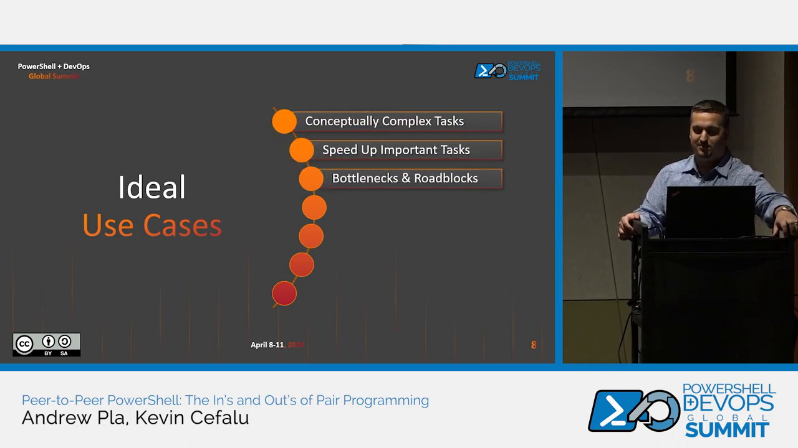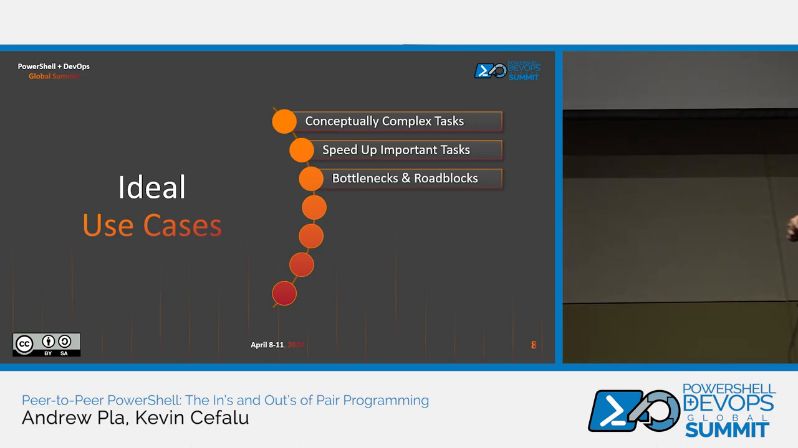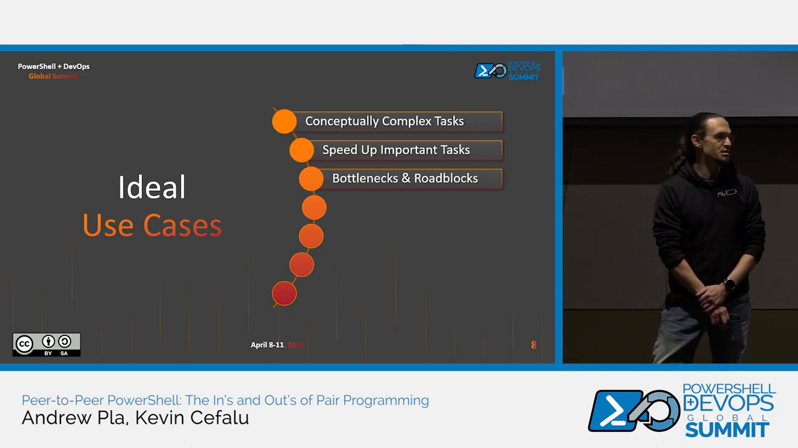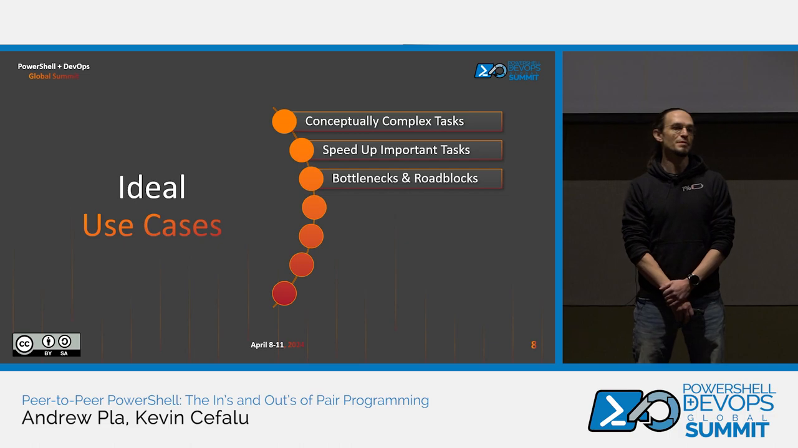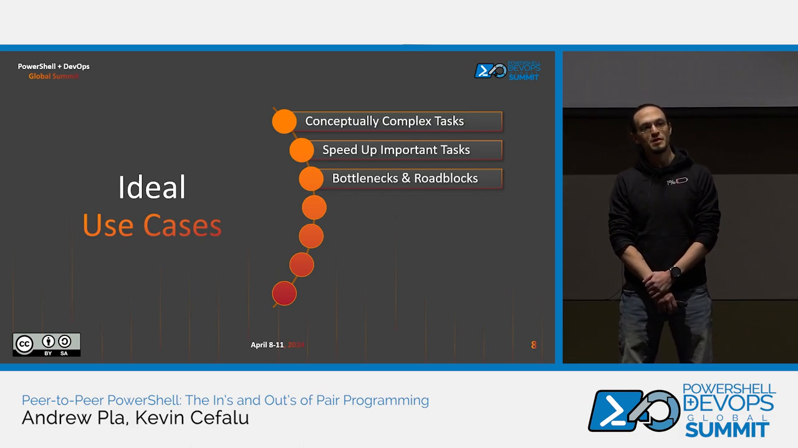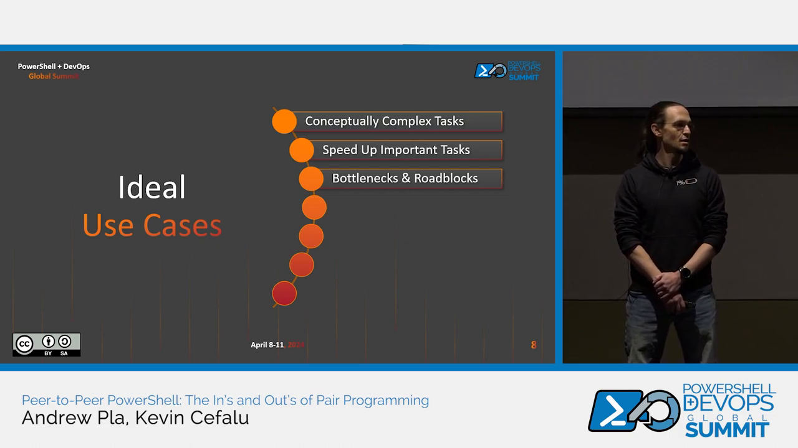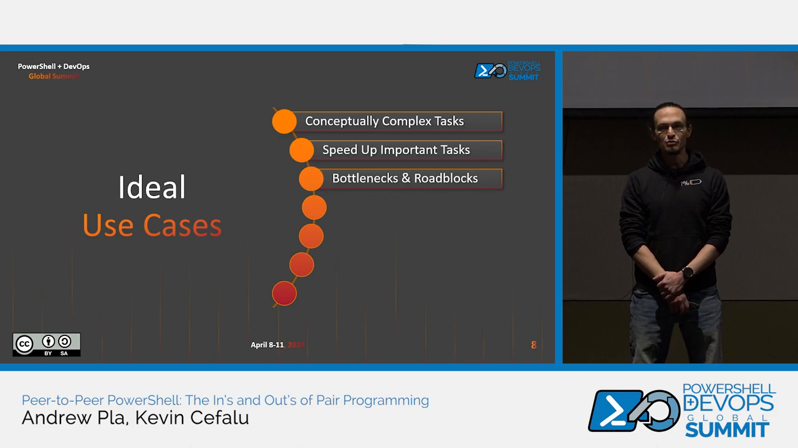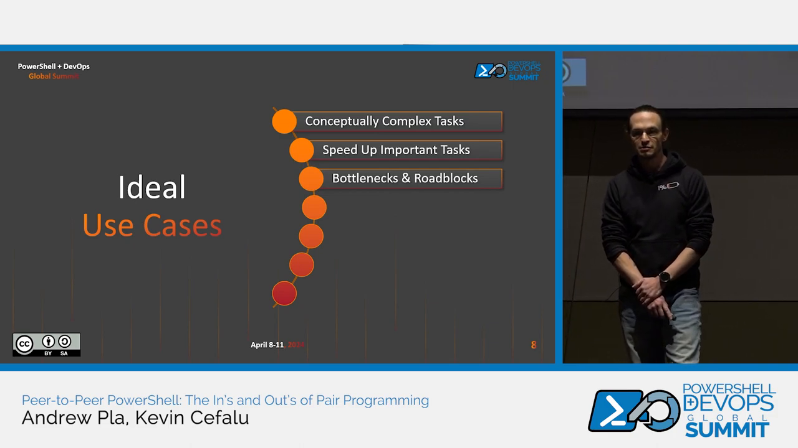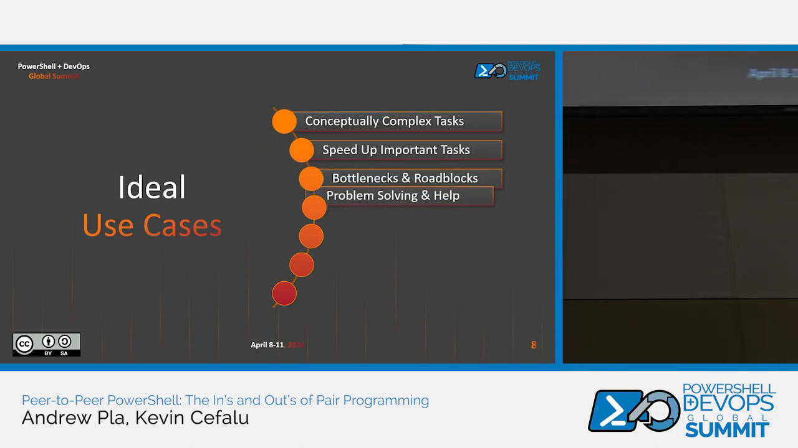Bottlenecks and roadblocks. A lot of times you find yourself in the weeds, you're slowed down by something, you don't have permission to do something. Pull someone in, pair with them. They're going to have expertise, permissions, that might get you through roadblocks a lot faster. That's what I'm all about.